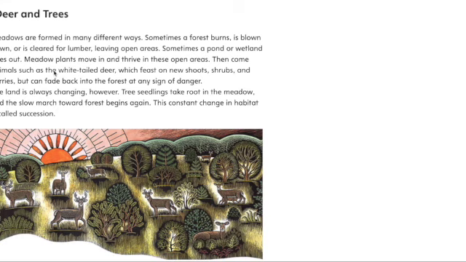Meadows are formed in many different ways. Sometimes a forest burns, is blown down, or is cleared for lumber, leaving open areas. Sometimes a pond or wetland dries out. Meadow plants move in and thrive in these open areas. Then come animals such as white-tailed deer, which feast on new shoots, shrubs, and berries, but can fade back into the forest at any sign of danger. This land is always changing, however. Tree seedlings take root in the meadow, and the slow march toward forest begins again. This constant change in habitat is called succession.